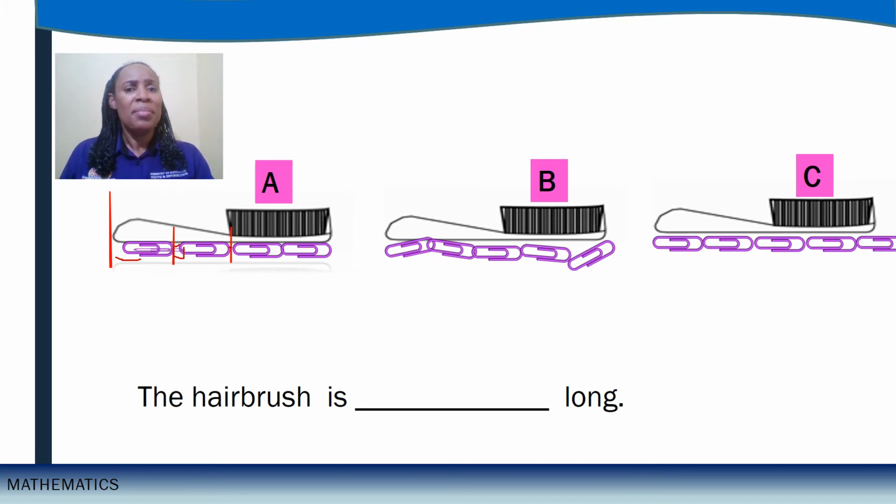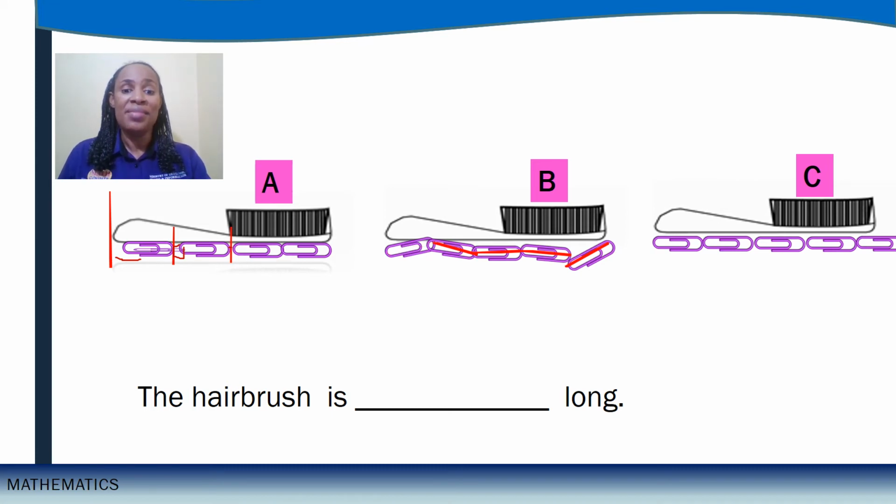Great! Boys and girls, if you said student B did not measure the paper clips in a straight line, that is correct. There we have it. The paper clips were not placed in a straight line. And there is one more thing. I wonder if you could tell me what that is.